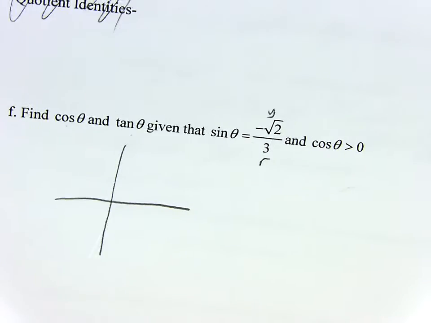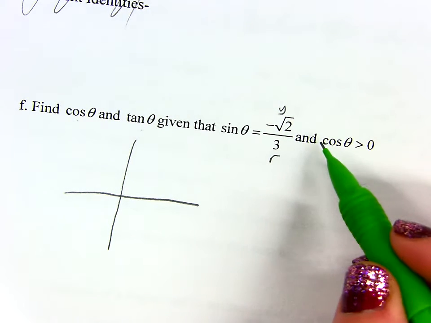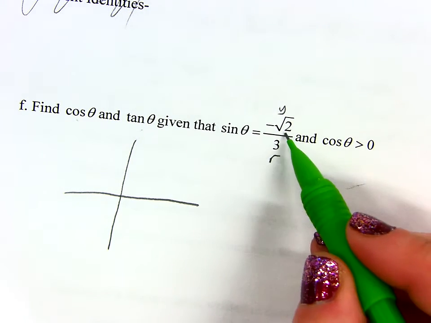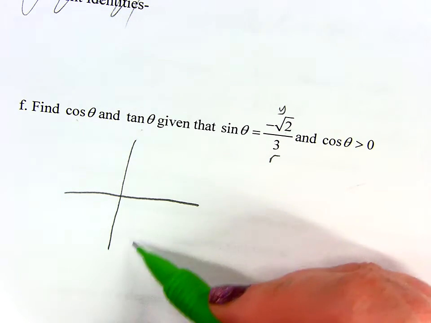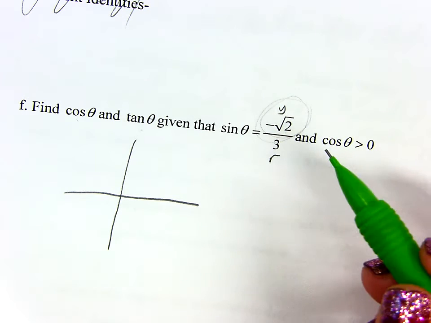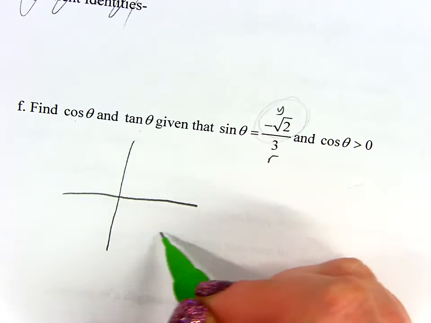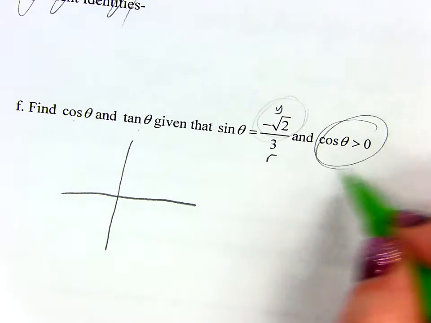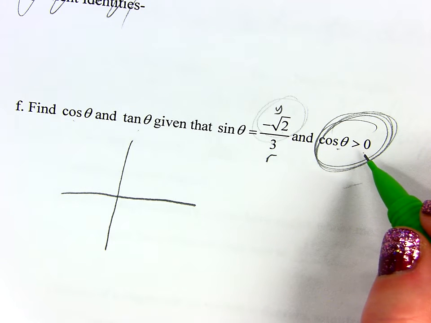So here's what I can do if I kind of sketch this. All right, the y value is going to be a negative root 2, which is just some value, right? But I know that I'm going to drop down to make it negative root 2. R could be anywhere, right? Because remember, r is just always positive. Doesn't matter what quadrant I'm in. However, I do have this information right here. Cosine has to be positive.